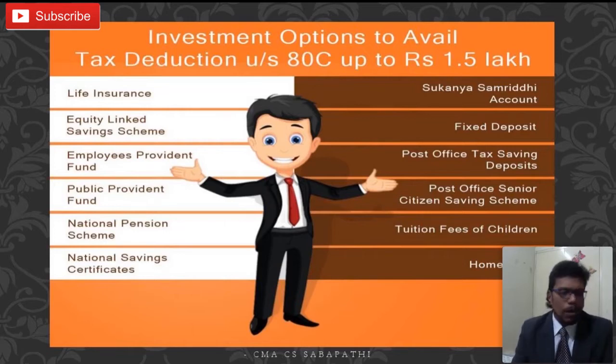National Savings Certificate, you all know about the NSC. Then fixed deposits, which should be for at least 5 years. Then post office tax saving deposit, which should be a 5-year term deposit. Post office senior citizen savings scheme. These all come under what? 80C, right? Then tuition fees, not development fees, not capital fees, only tuition fees. Whatever you have paid, you can claim.